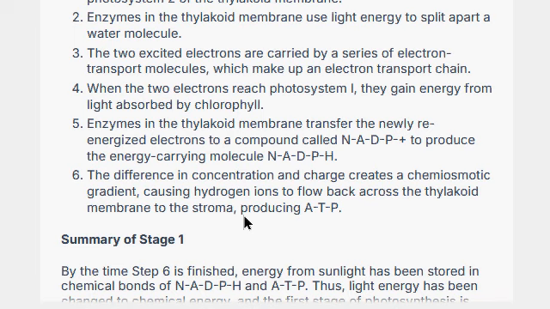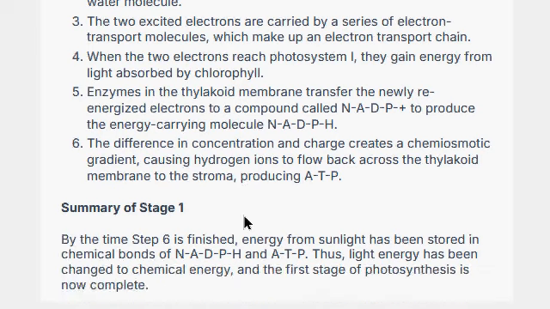Enzymes in the thylakoid membrane transfer the newly re-energized electrons to a compound called NADP+ to produce the energy-carrying molecule NADPH. The difference in concentration and charge creates a chemiosmotic gradient, causing hydrogen ions to flow back across the thylakoid membrane to the stroma, producing ATP.